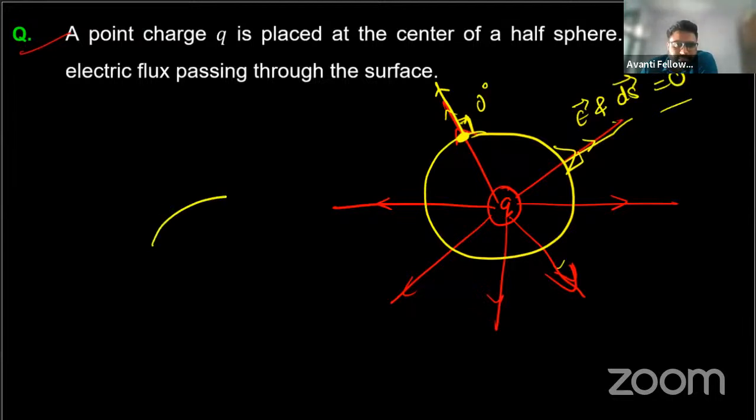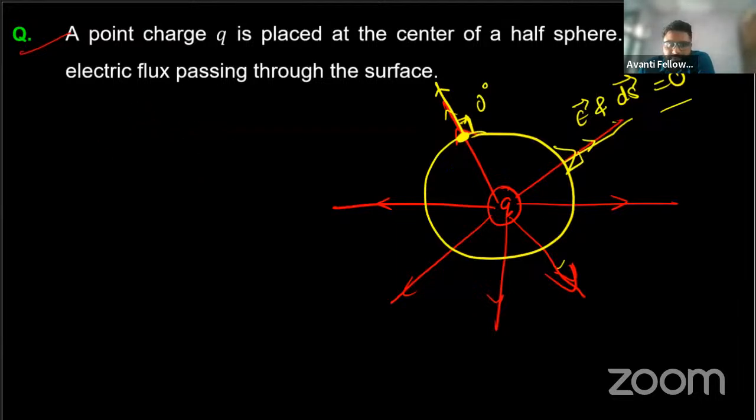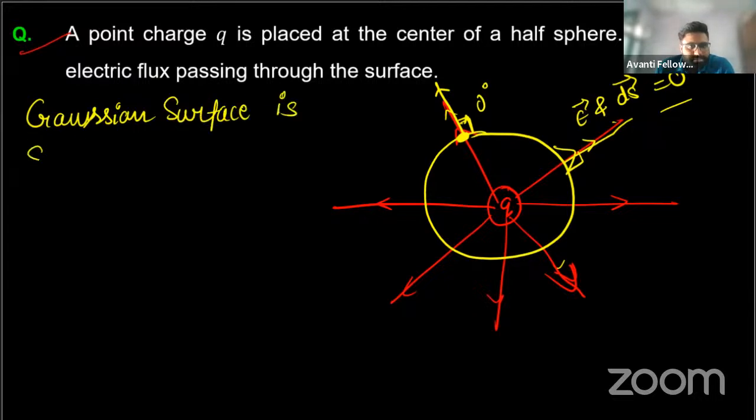This is the field line. The surface area through which this field line passes is very small, ds. The perpendicular to this surface area will be in this same direction, normal to the surface, which means the ds vector and E vector are in the same direction. So for a point charge or a spherical charge distribution, we will choose the Gaussian surface as a spherical surface. So here the Gaussian surface is a spherical one.